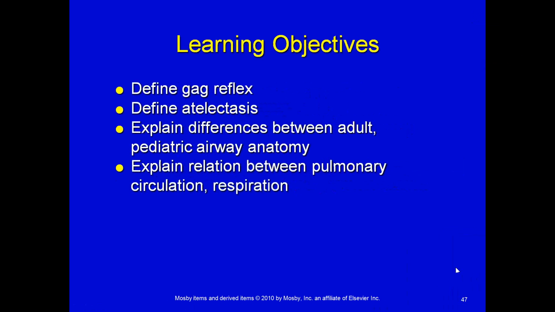So if you're unable to ventilate with the head tilt chin lift, then you might go to jaw thrust. And if you're unable to ventilate with jaw thrust, then it's life over limb, and you may have to hyperextend that airway and open it up.